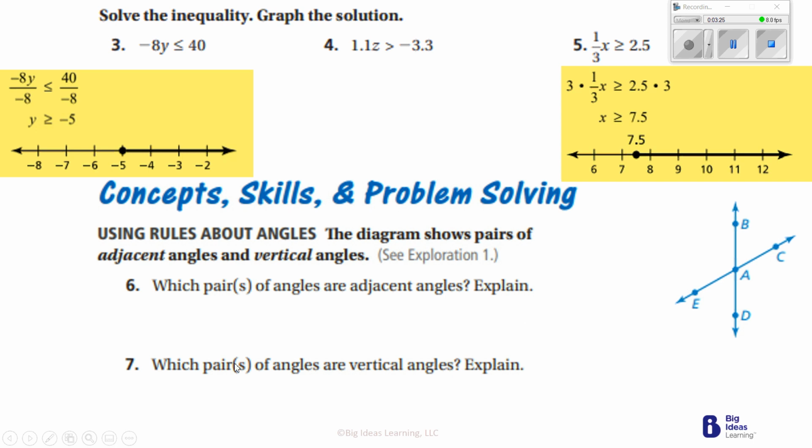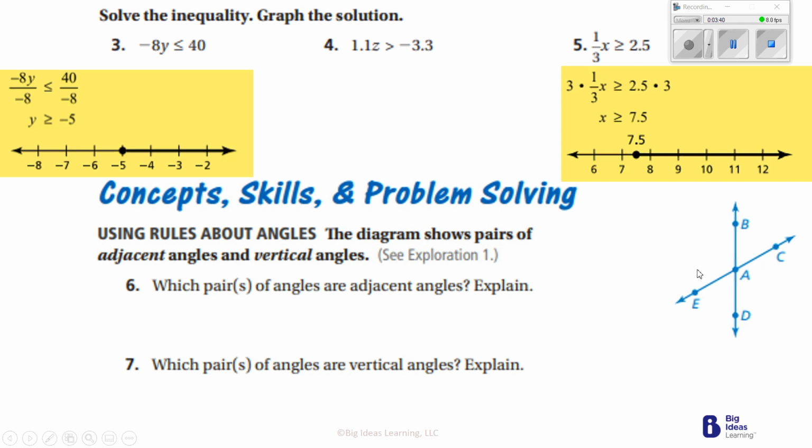Number 6 is for you to do. Number 7, it says the diagram shows a pair of adjacent angles and vertical angles. Which pair of angles are vertical angles? Well, vertical angles are angles on our opposite side of each other when two lines cross.